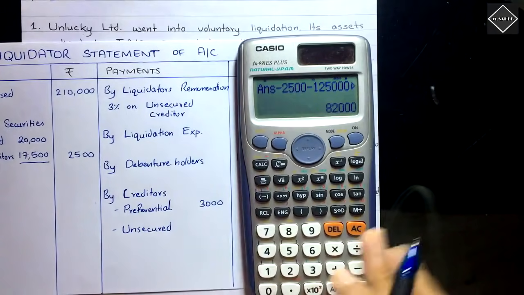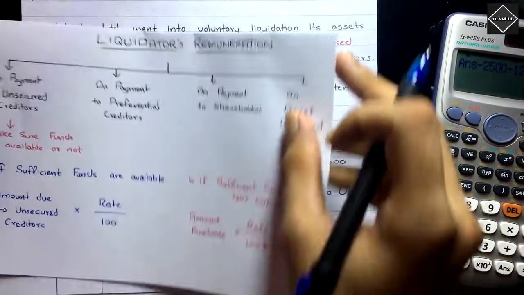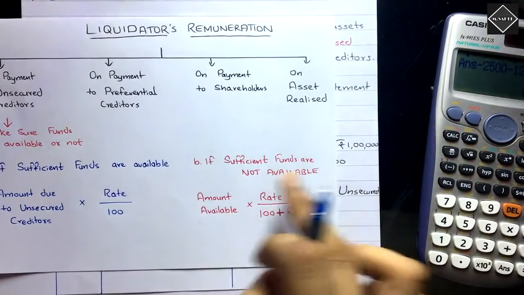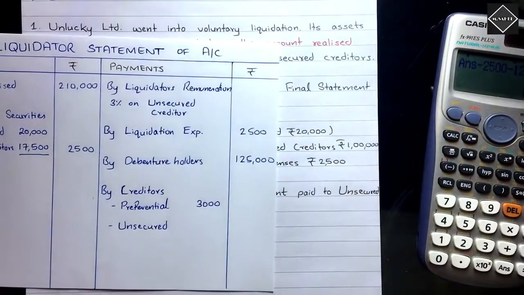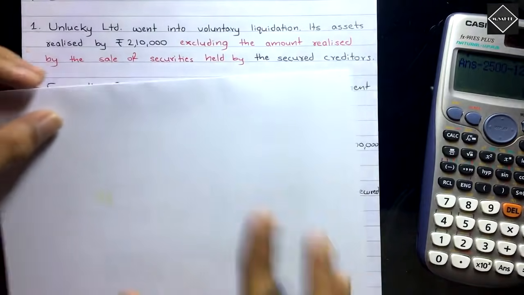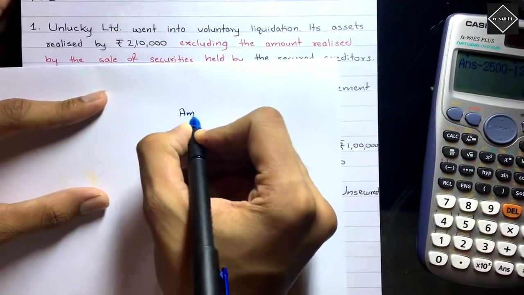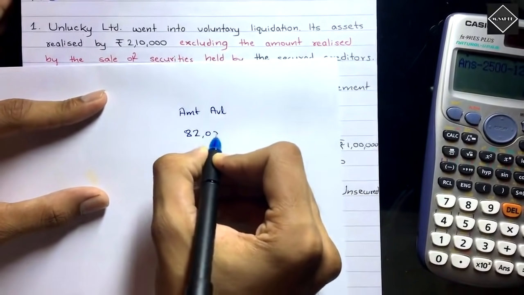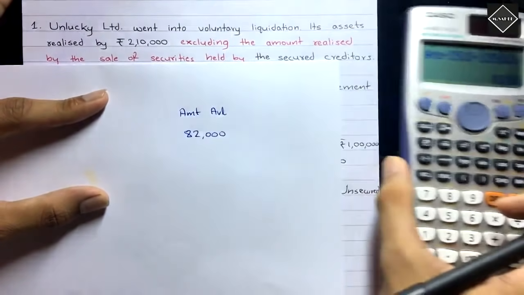Two things, isn't it? So there is a calculation now, that calculation I'm talking about, this formula. But now we have to understand the logic behind this formula. If sufficient funds are not available, then why do we use this formula? We have to understand that. See here, it's very simple. I'll just show you here at the back. We have got the amount available with us, 82,000. We just calculated, right?